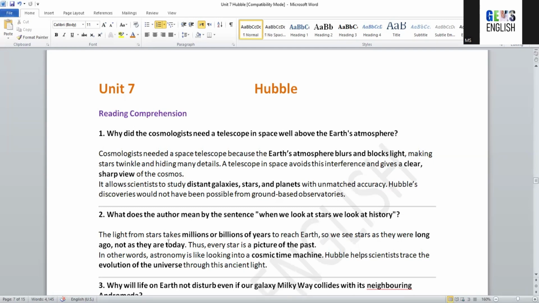The light from stars takes millions or billions of years to reach Earth, so we see stars as they were long ago, not as they are today. Thus, every star is a picture of the past. In other words, astronomy is like looking into a cosmic time machine. Hubble helps scientists trace the evolution of the universe through this ancient light.